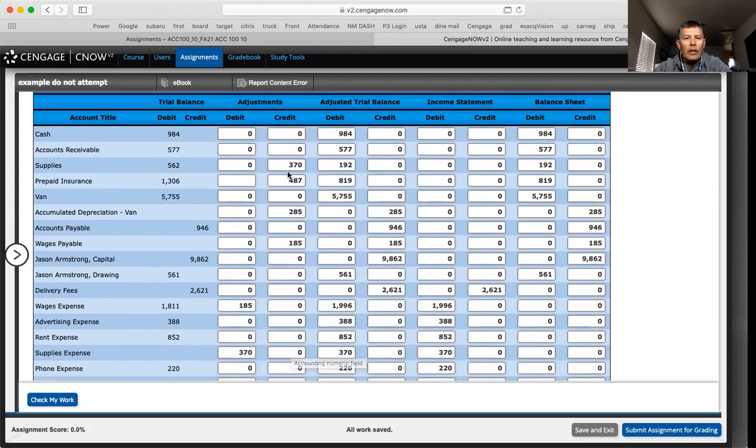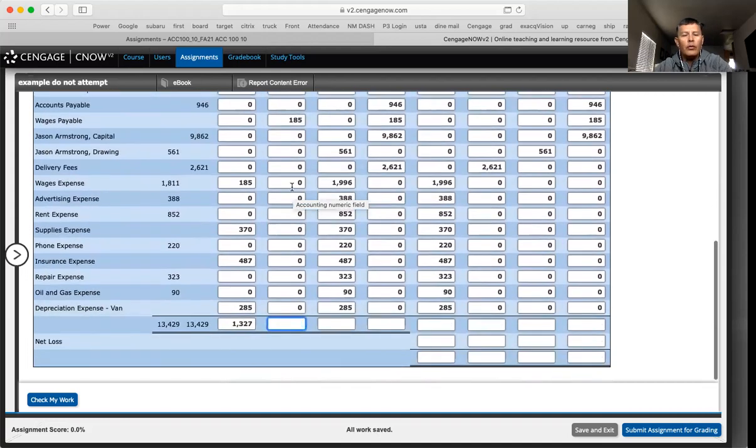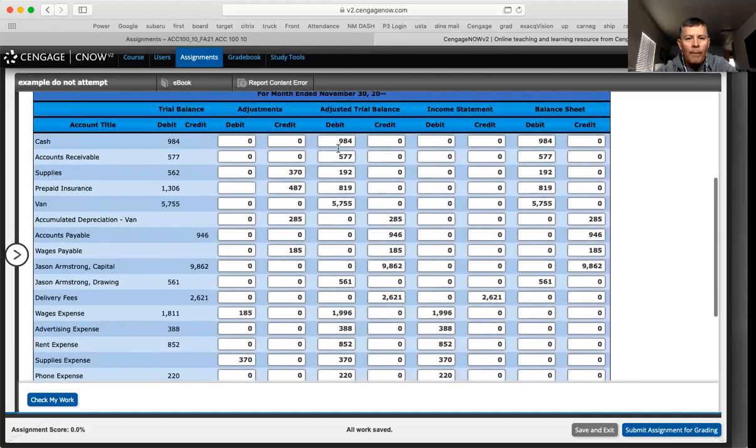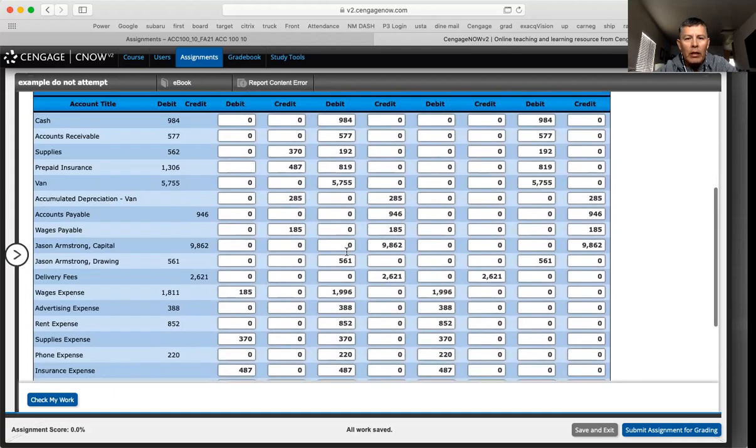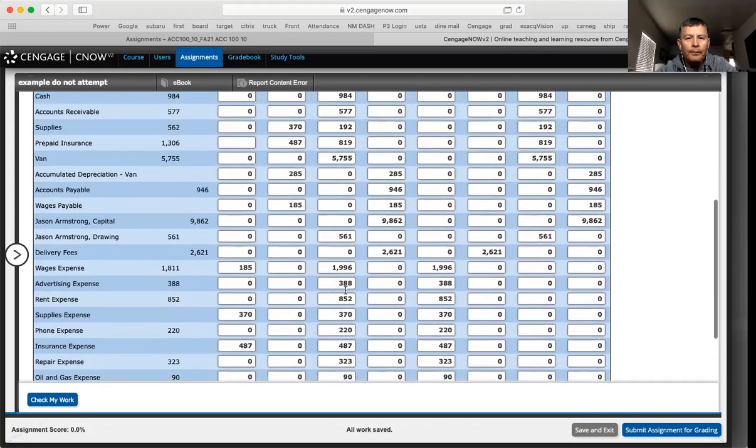All I'm doing is adding the credit column now. 370 plus 487 plus 285 plus 185. Wow, oh, that's all of them. So 1327. Okay, so those two columns balanced. Now we have to go to our adjusted trial balances and see if these equal down here.